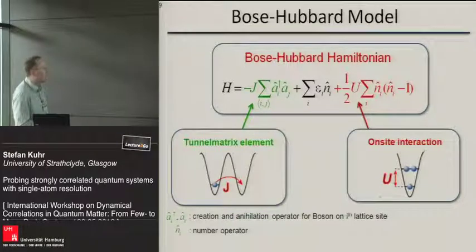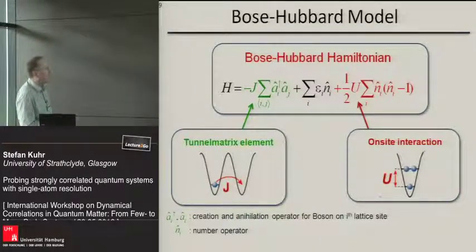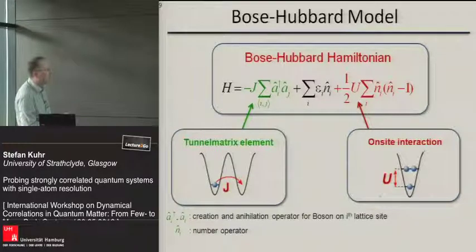On the one hand, there's the tunnel matrix element J that characterizes the strength of coupling, of tunneling from one site to another, and these a dagger and a are the atomic creation and annihilation operators on site i and j. And then another term is the on-site interaction. As the atoms repel each other, it costs energy to hold them onto a single lattice site, and that's characterized by this on-site interaction U.